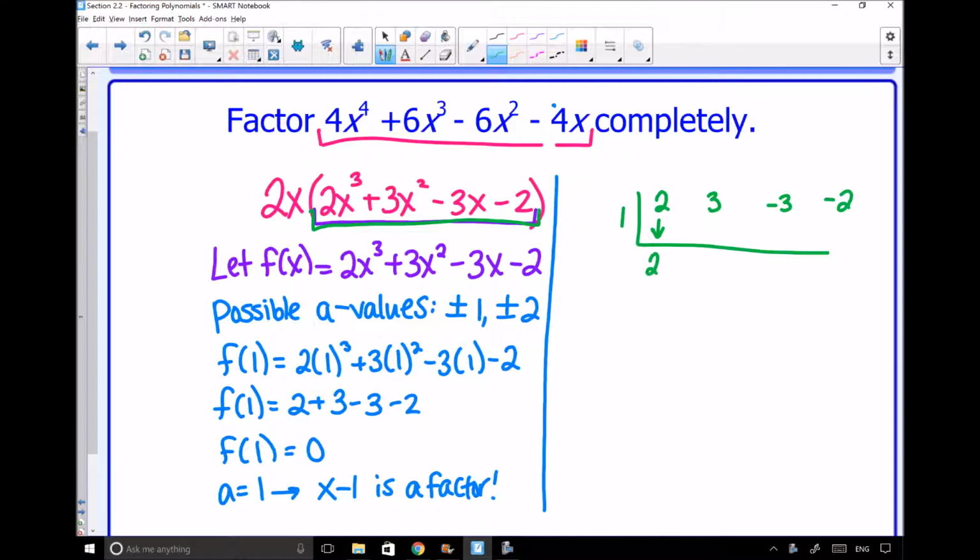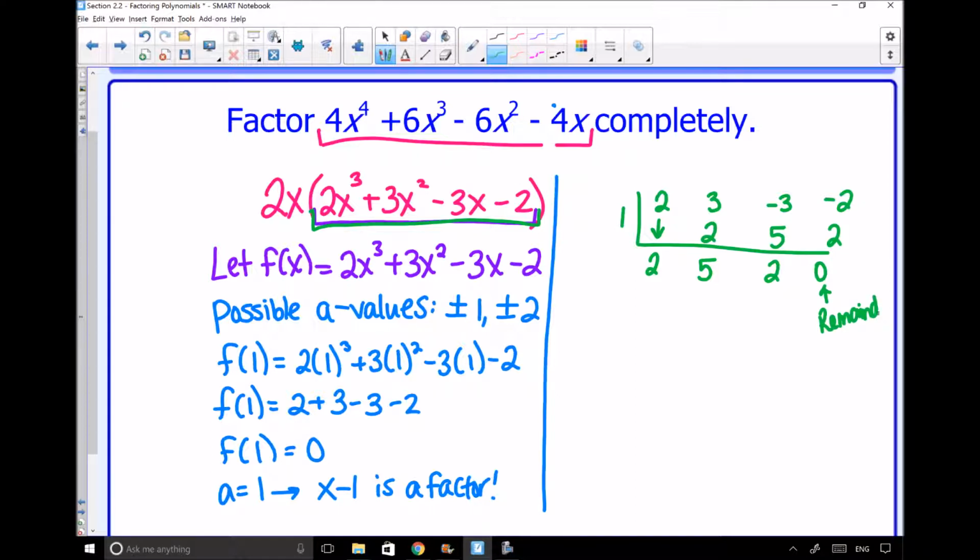Remember, bring the 2 down. So then I'm going to multiply 2 by 1. And I get 2. 3 plus 2 is 5. 5 times 1 is 5. -3 plus 5 is 2. 2 times 1 is 2. We get a remainder of 0, which is exactly what we were looking for. So this works out nicely for us.